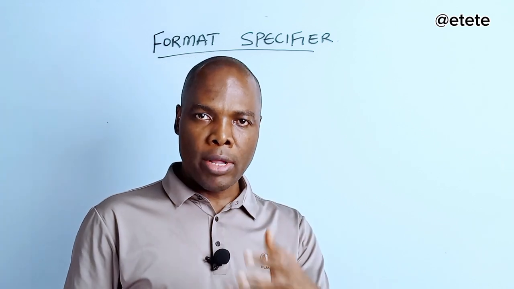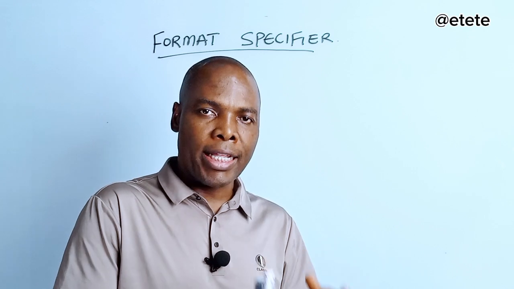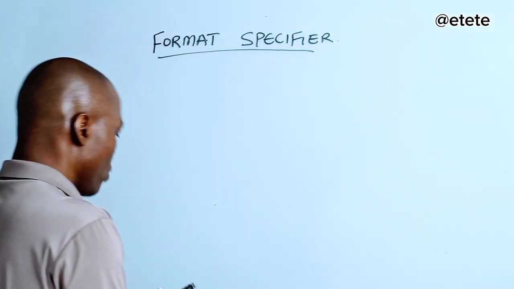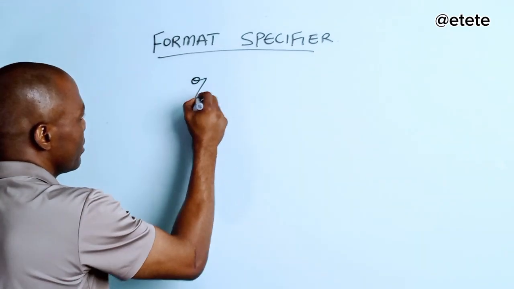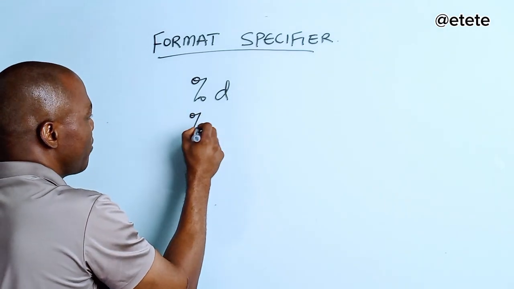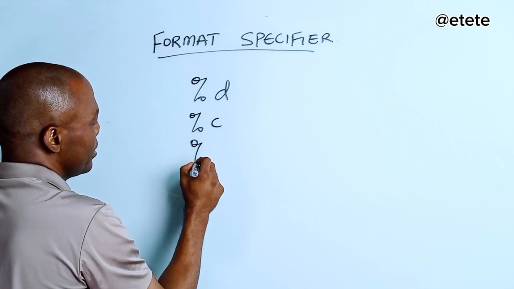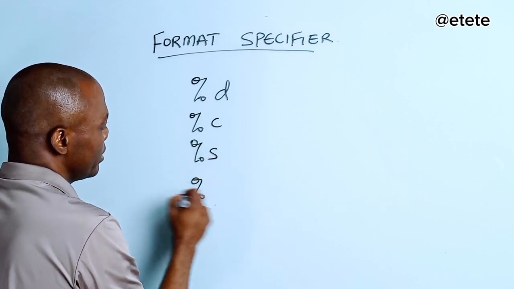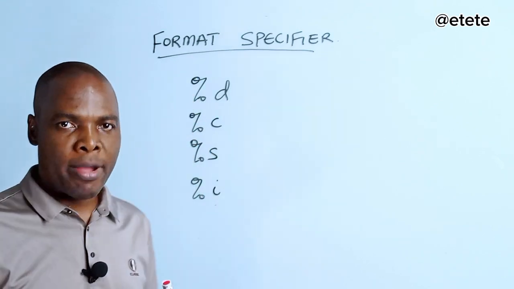We've been using them all along. But today I just want to treat that specially as a class and explain in detail what they really do. So, examples of format specifier are this, right? That is one. Then we have this, C. Then we have this, S. Then we have this, I. These are examples of format specifier.